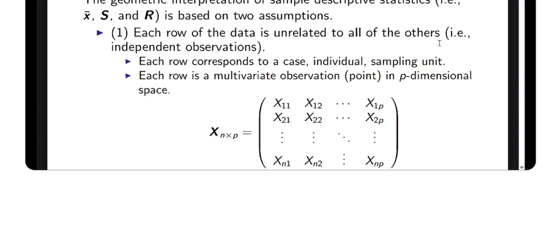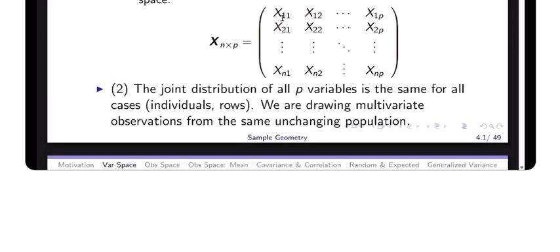Of course, one of the essential assumptions in statistics is independence of observations. Not only that, each row corresponds to a case, which can be an individual or a sampling unit. This is the data structure we're talking about: n observations by p variables. So you've seen assumption number one.